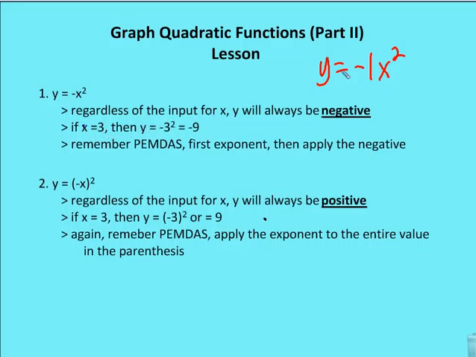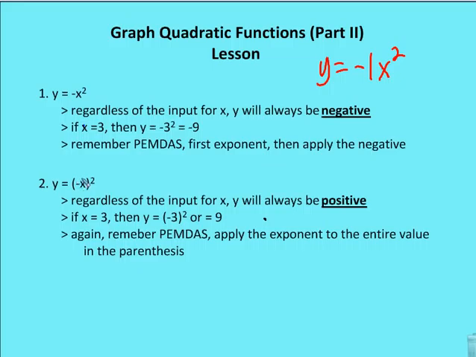So in the case of x is equal to 3, you'll square the 3 first and then multiply the negative 1 by the x squared value. So it'd be 3 squared times negative 1, and that would equal negative 9. But regardless of what you put in for x in this case, y is always going to be negative. So if I put in negative 3, I would have negative 3 squared, which is 9. 9 times negative 1 is negative 9. So again, regardless of the input for x, in this case, y is always going to be negative.